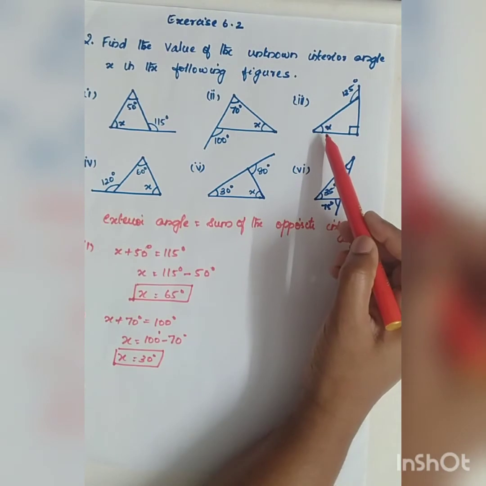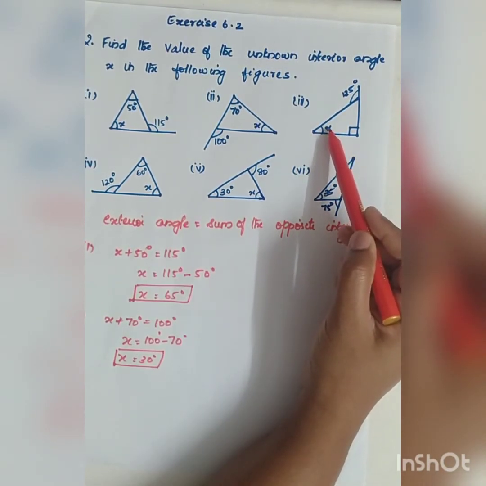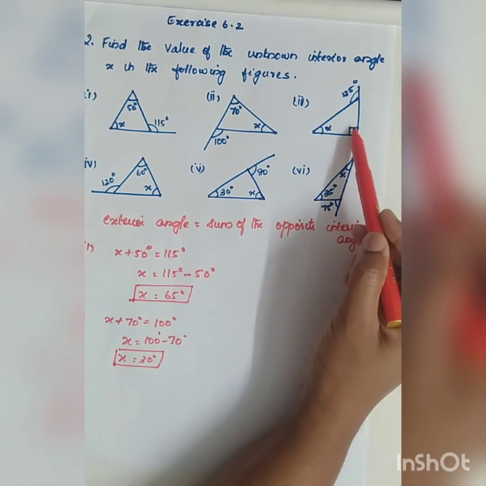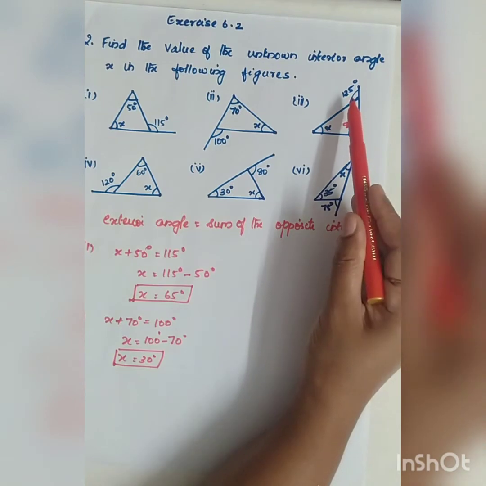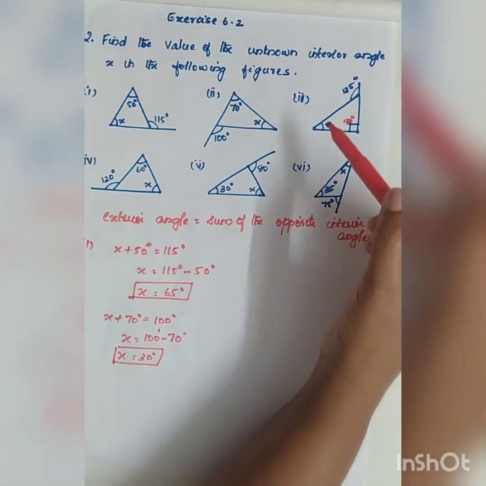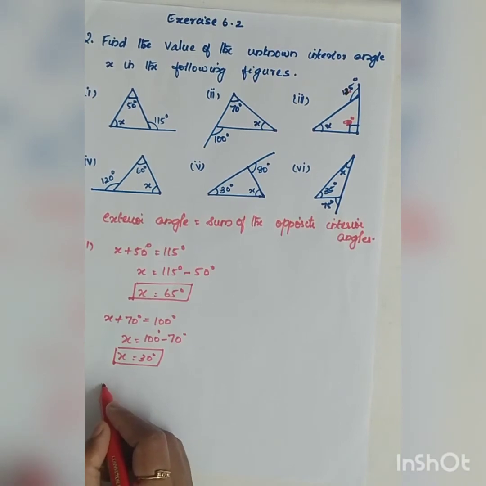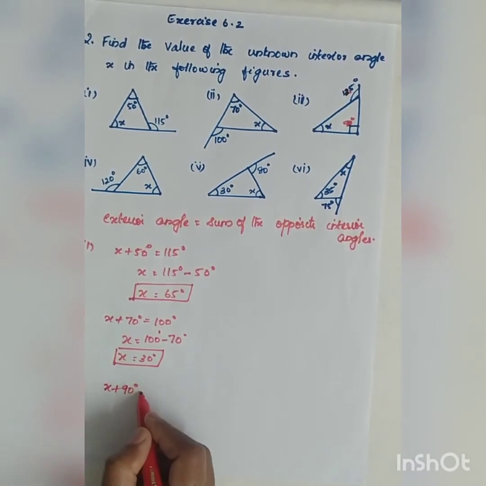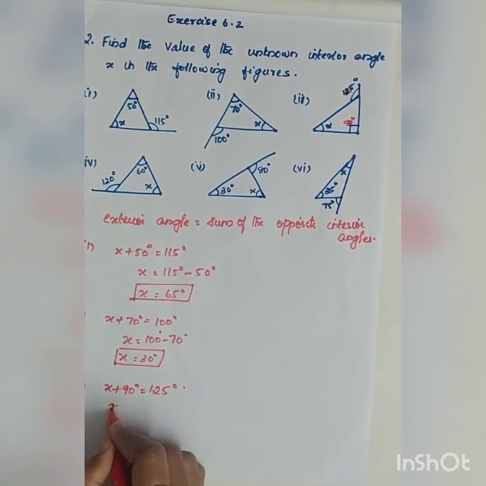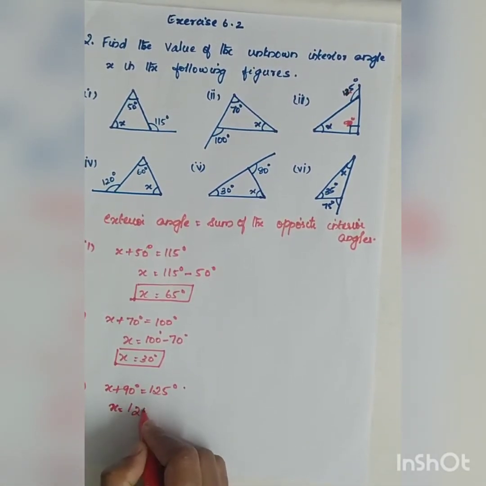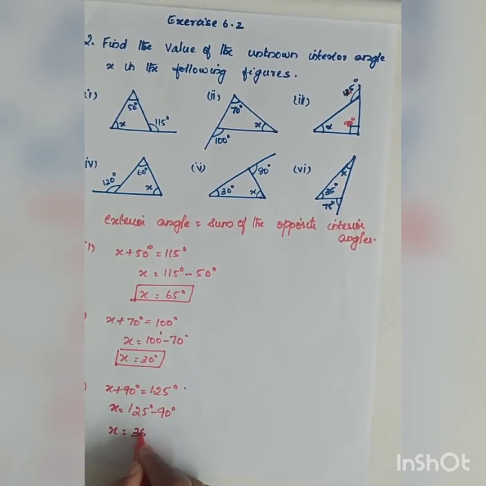So in the third case, just look at the figure. We have x as the interior angle. The second angle is also not given, but we know that it is 90 degrees because it is a right angle, and the value here is 125 degrees exterior angle. So what will be the value? x plus 90 degrees is equal to 125 degrees. So therefore x is equal to 125 degrees minus 90 degrees, which is equal to 35 degrees.